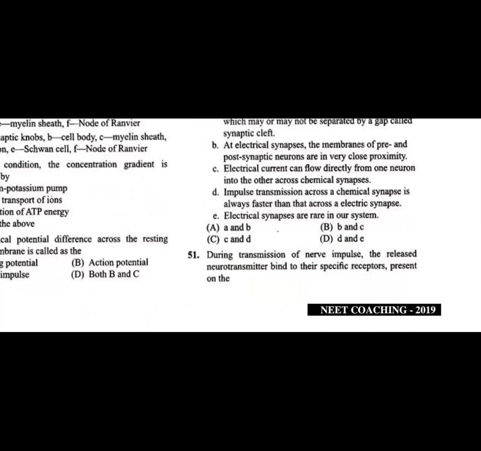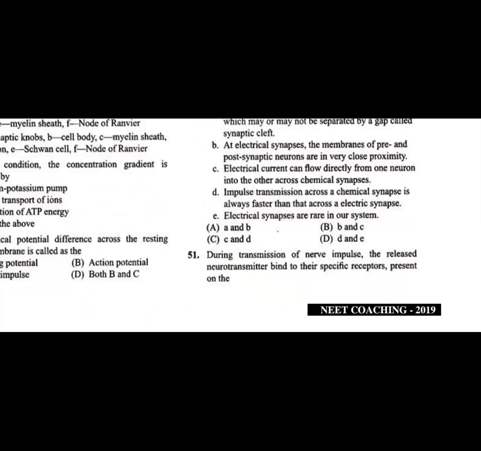Question number 50, the last statement reads: electrical synapses are rare in our system. Yes, most of our body runs on chemical synapses. Statement E is right. So among the given statements, A, B, and E are right, students. C and D are wrong. So the option for question 50 is C. Question number 50, C is the answer.